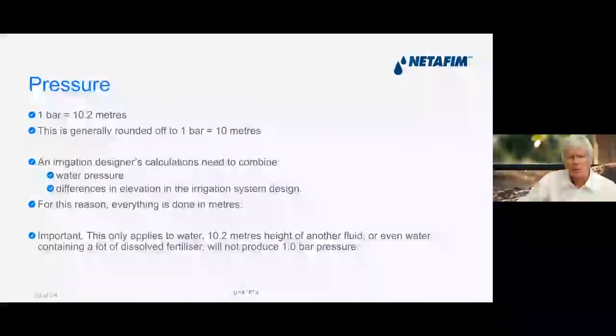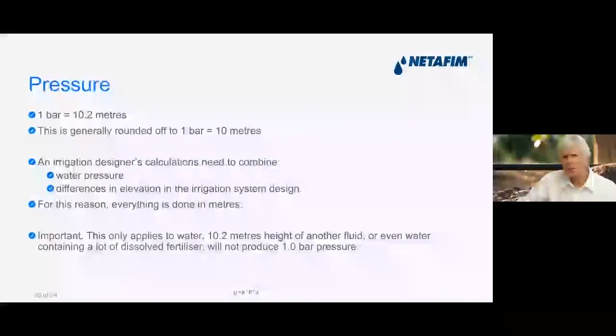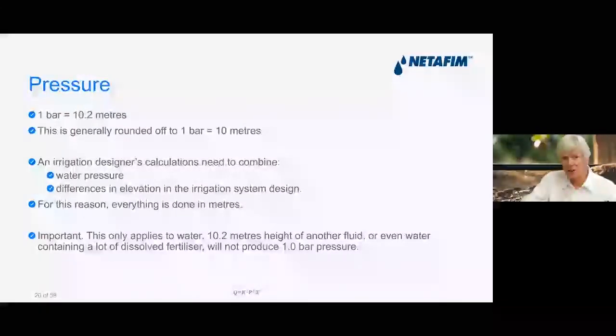1 bar is 10.2 meters, and we generally round that off to 10 meters. An irrigation designer's calculations need to combine water pressure with the differences in elevation in the irrigation system itself. So therefore, to combine the two, we do everything uniformly and we put everything in meters. What is important? This only applies to water. 10.2 meters height of another fluid, or even water containing a lot of dissolved fertilizer, will not produce 1 bar pressure. For this reason, to avoid confusion, I think we shouldn't really be talking about meters outside of fluid mechanics.